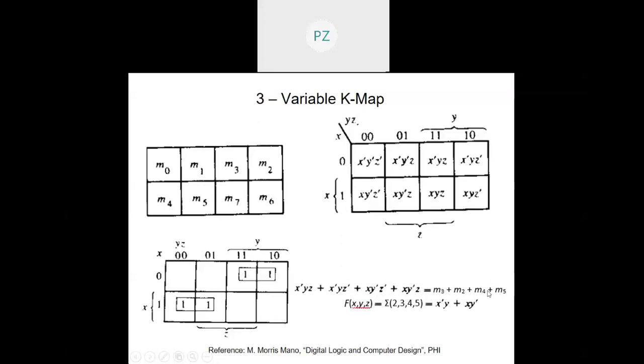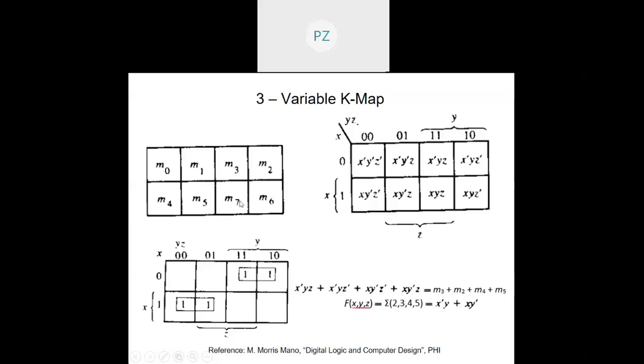So basically this function in its canonical sum of product form can be written as summation of min terms 2, 3, 4, 5, as we have seen here. I've just sequenced them properly. So now I'm going to populate it in a three variable K map, because this is a three variable function that I want to minimize.